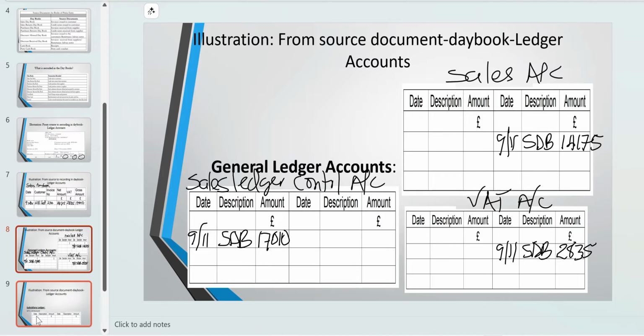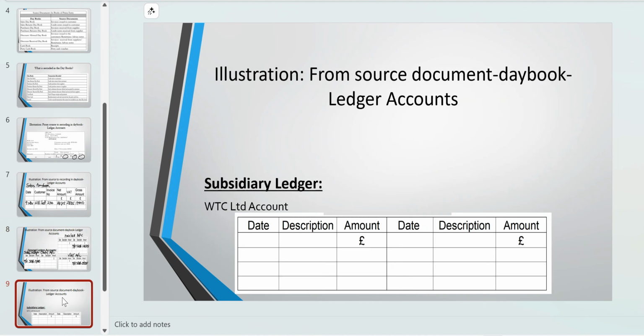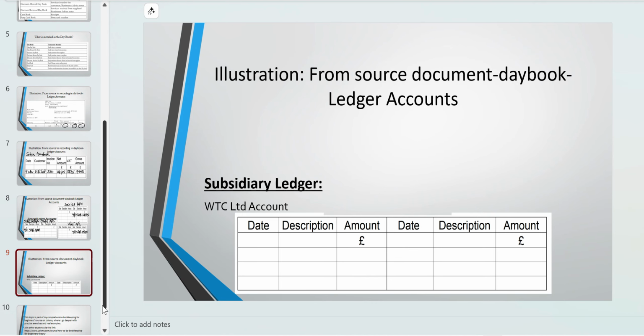So this is how it is done, but even though I have completed the general ledger account, I'll still have to go to the individual account of the customer in the subsidiary ledger and complete this aspect. Even though it's not part of the double entry bookkeeping system, I still have to complete the WTC account, which ABC will have in their record, in their system.